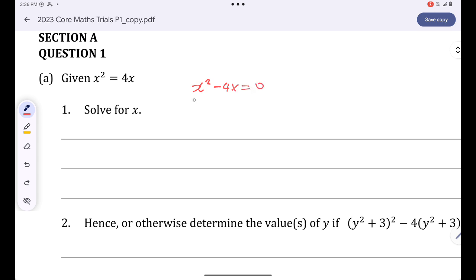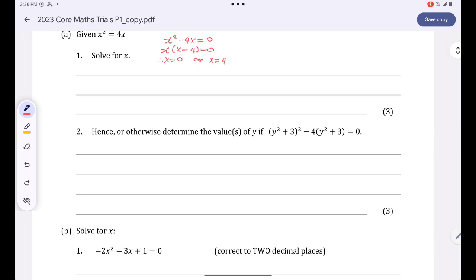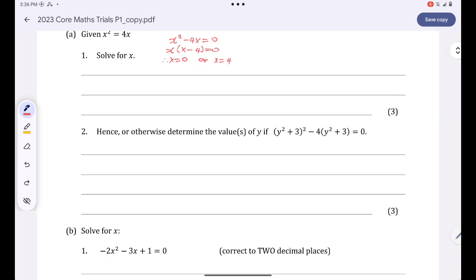And then you can take out a common factor, which is x. We will be left with x minus 4 is equal to 0. And therefore, x will be equal to 0, or x is just equal to 4. And then we are told: hence, or otherwise, determine the values of y, if this minus that is equal to 0.